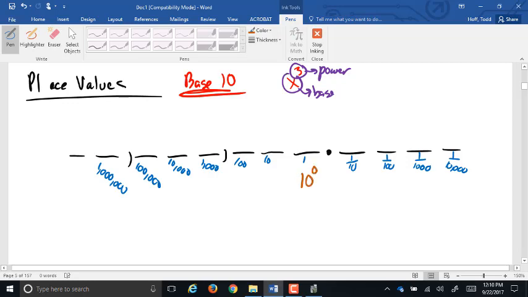The ones place is 10 to the power of 0. The tens place is 10 to the power of 1. 100ths is 10 to the power of 2. And it keeps going. 10 to the third is 1,000. 10 to the fourth is 10,000. 10 to the fifth is 100,000. 10 to the sixth power is 1,000,000, and so on. Going the other way, 1/10th is 10 to the power of -1. 10 to the power of -2 is 1/100th. 10 to the -3 is 1/1000th. 10 to the -4 is 1/10,000th.